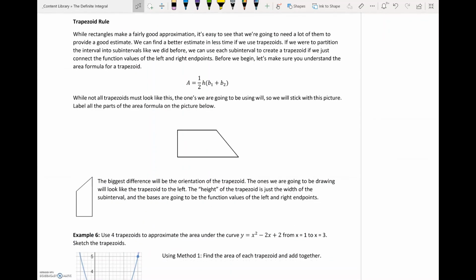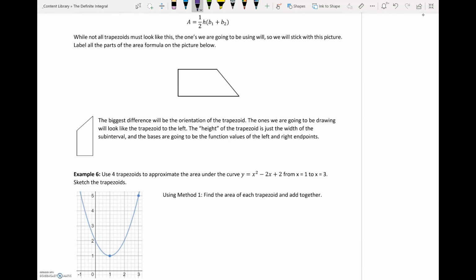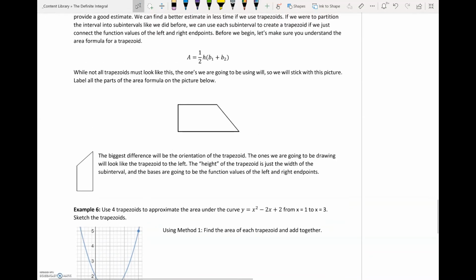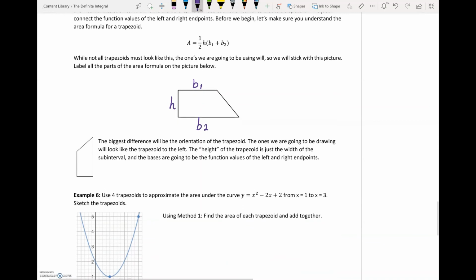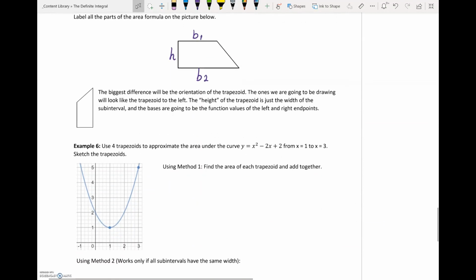The last rule we're going to go through is the trapezoid rule. So rectangles are a fairly good approximation, but as you can see, once we have a curve like this parabola, it's probably better to create trapezoids instead. So the area of the trapezoid is 1/2 times the height multiplied by b1 plus b2. So your height is along the side here. b1 is one of the lengths, and then b2 is the other. So we're going to apply this for our next example.